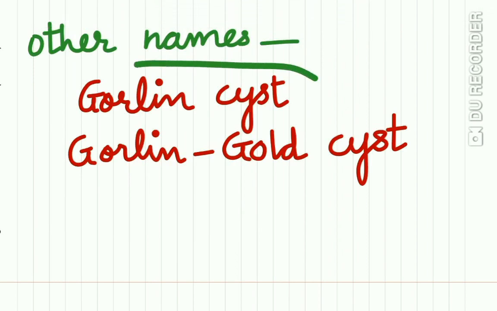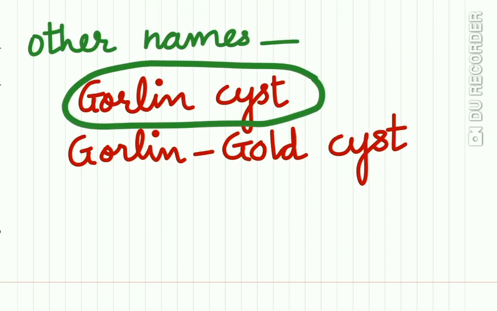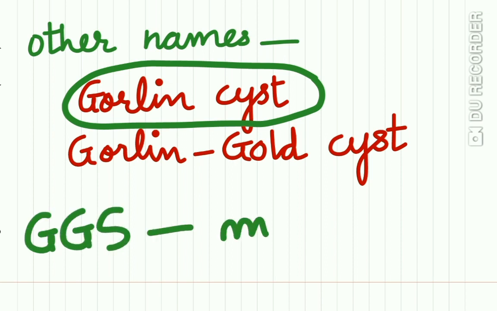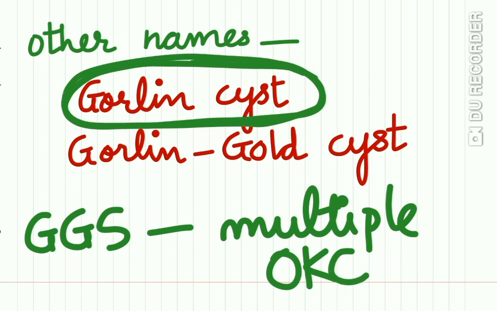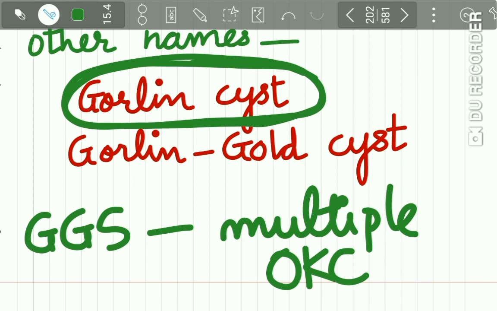Now remember here, this Gorlin cyst is different from the Gorlin and Gold syndrome, which we have already studied in a separate lecture. In Gorlin and Gold syndrome, multiple OKC or the odontogenic keratocysts are reported, but Gorlin cyst is something related to the calcifying odontogenic cyst.